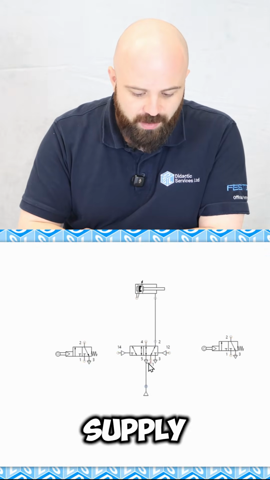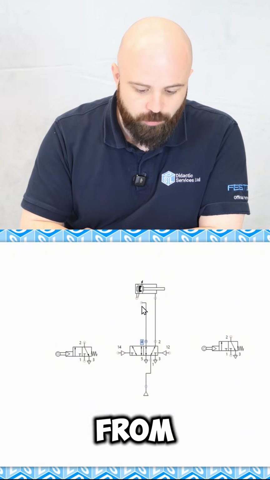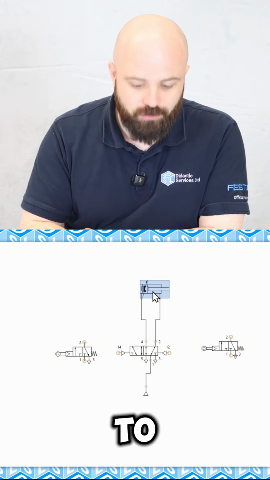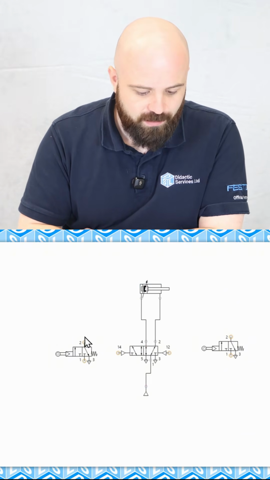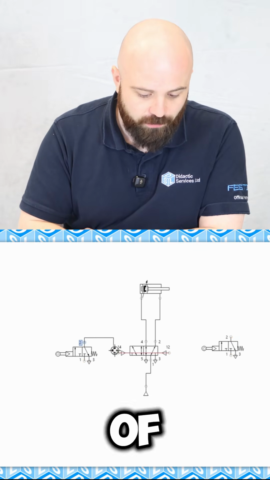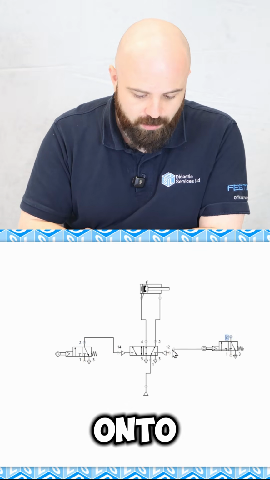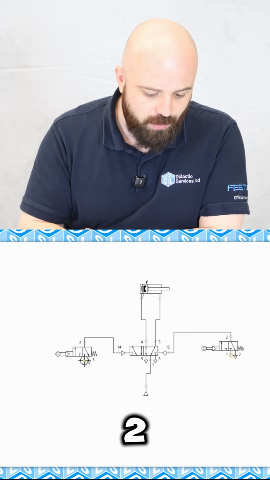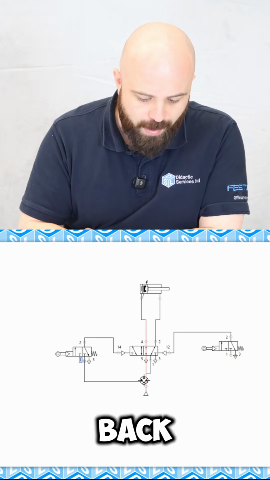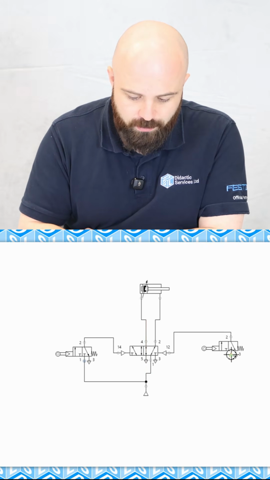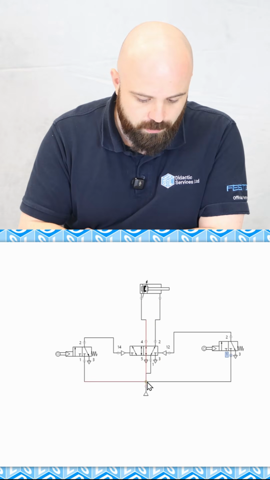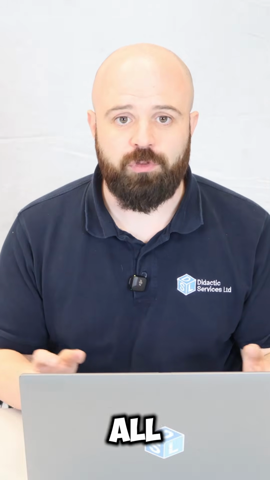Now we need to do our plumbing. Go from our air supply to the intake of our valve, and then from ports 4 and 2 to the 2 sides of the cylinder. Next, we're going to drag from our outputs of our roller valves onto our ports 1-4 and our ports 1-2, and finally take our supply lines back down to our supply. Okay, that's all the pneumatics done.